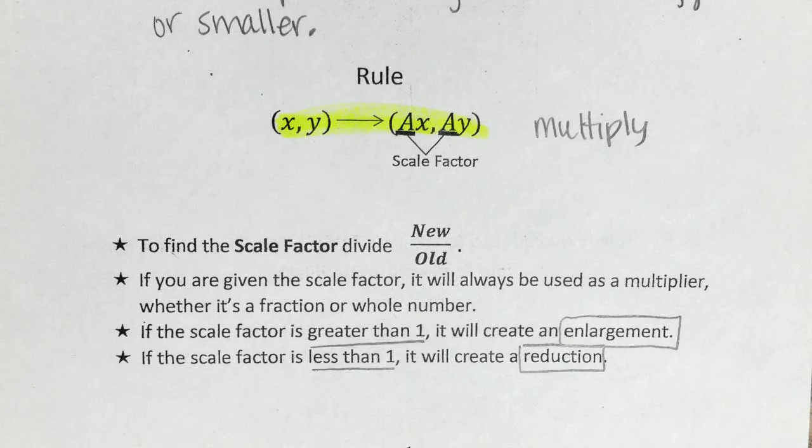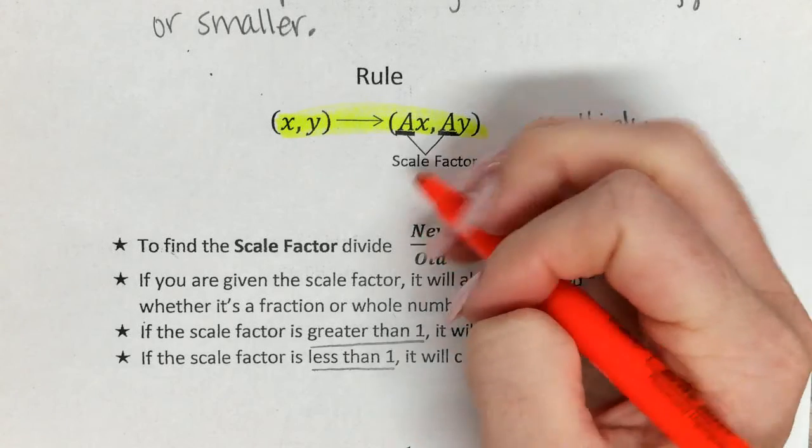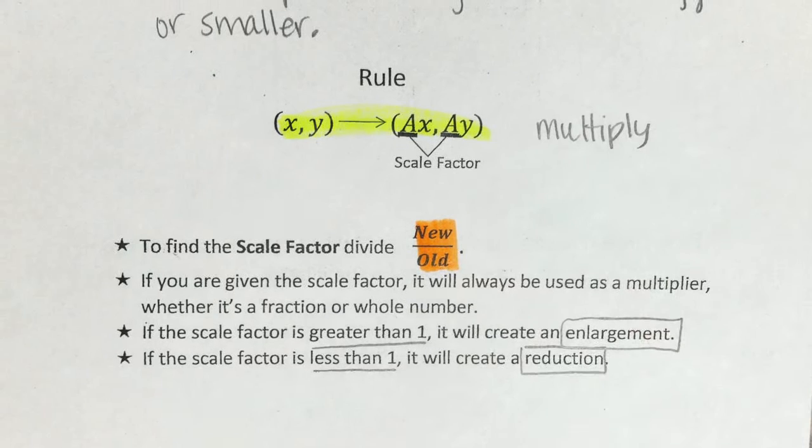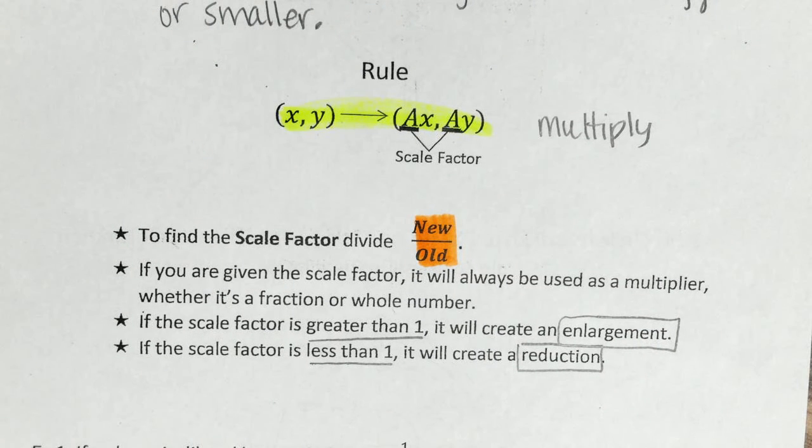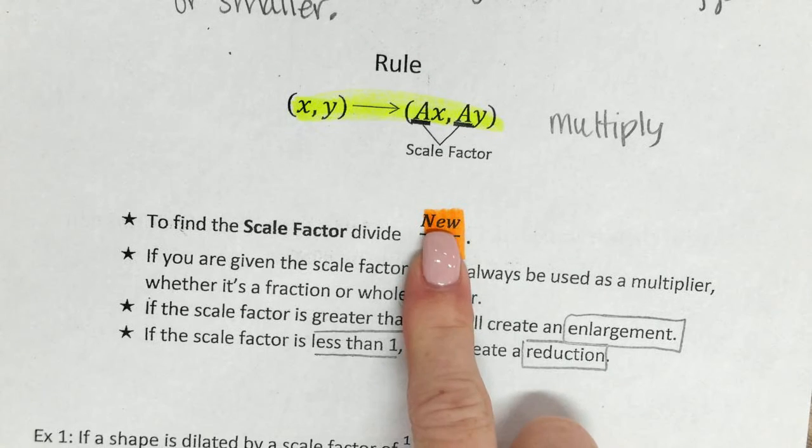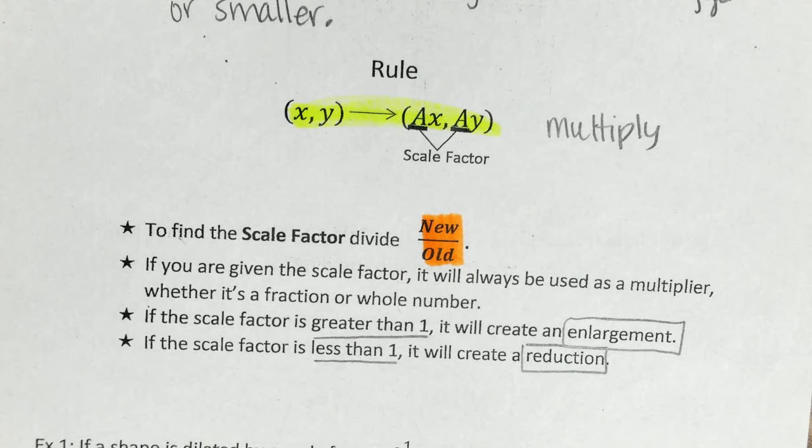How do you find the scale factor? Right here is the most important part of today. New divided by old. Do y'all remember when we were learning about shapes on a coordinate grid, I told you the new shape has the little dashes, yes? And the old shape doesn't. So you just get a number from the new one, put it on top of the old one, and divide. And that's all you do to get the number. Okay? All right. Let's go do some examples.